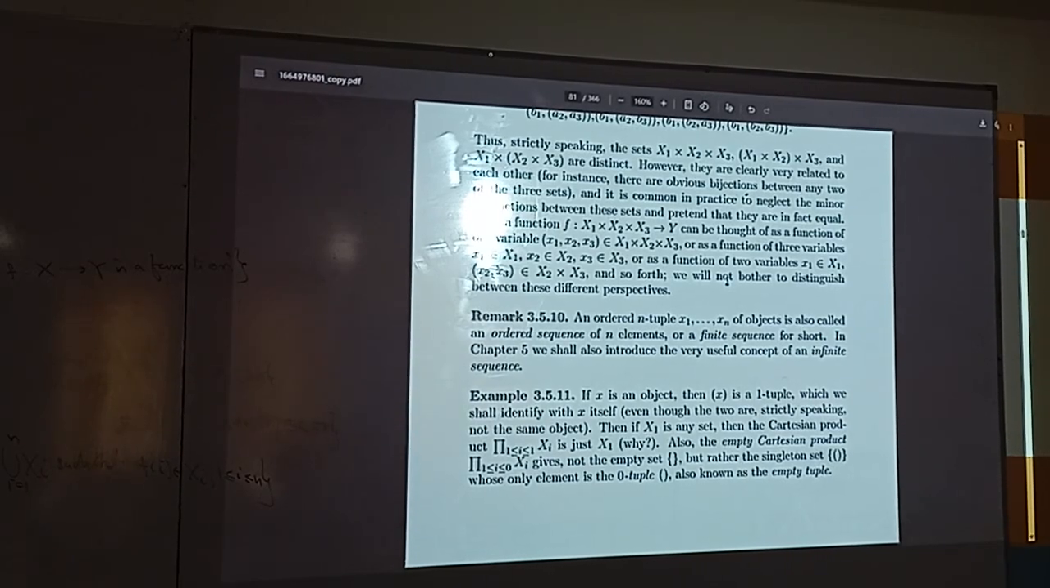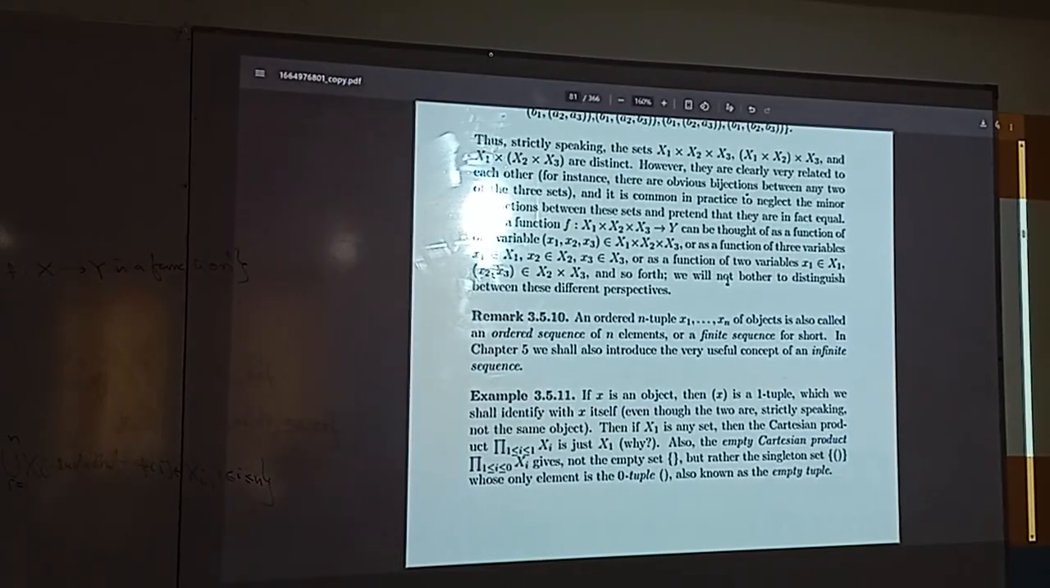Anyway, if x1 is any set, then the Cartesian product over 1 ≤ i ≤ 1 of xi is just x1. You are taking the Cartesian product of x1, that's all. It is x1, nothing to ask.